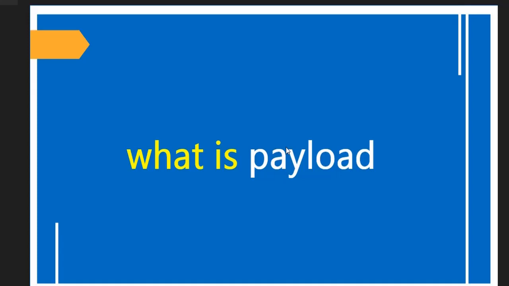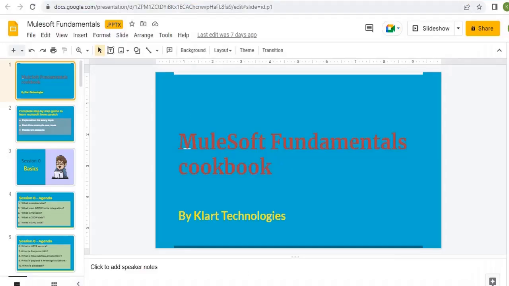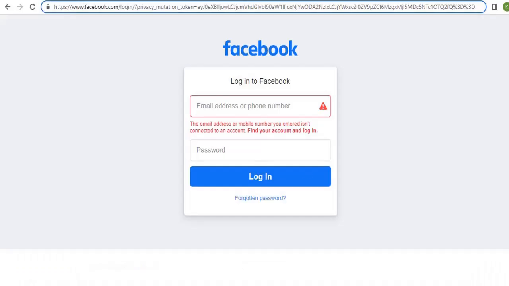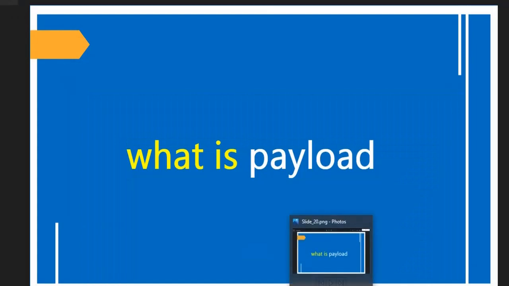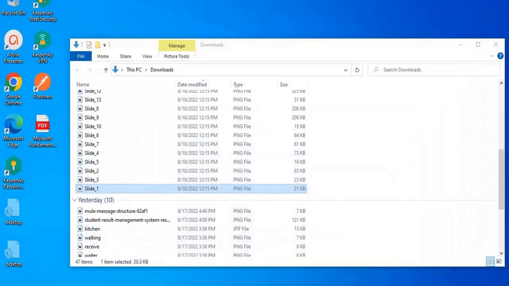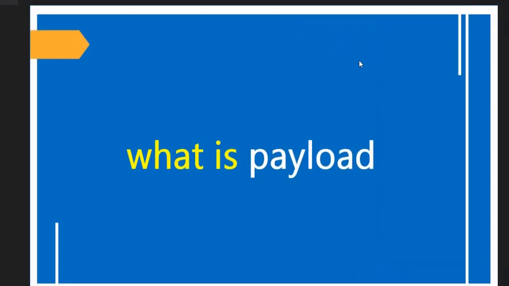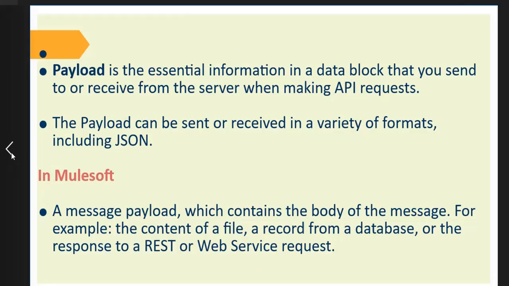In the student result example, we just clicked on get method, and we get all the student result details, right? So those details are nothing but payload. The details in the form of XML or JSON format are nothing but payload. So payload is a response or output from another connector. This is the essential information and data block.